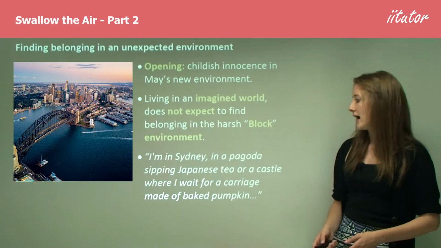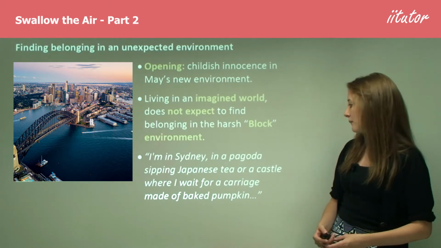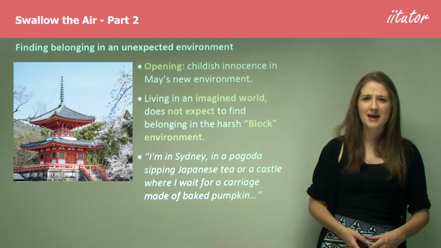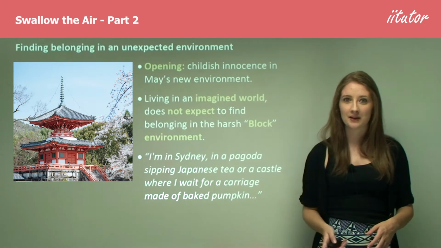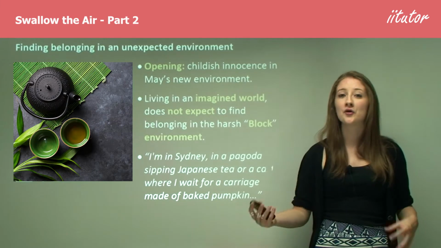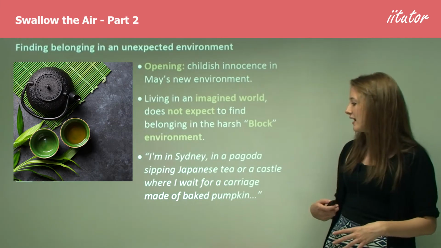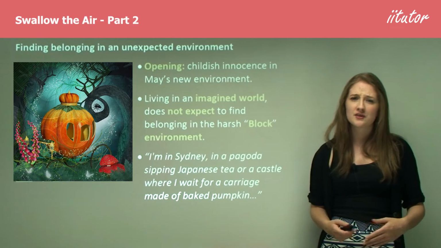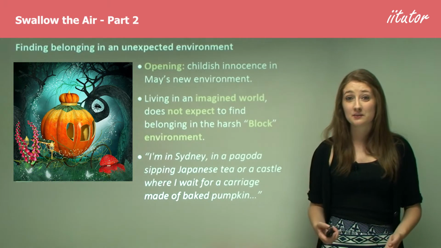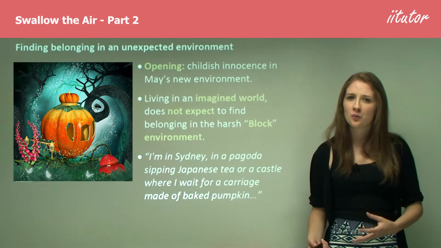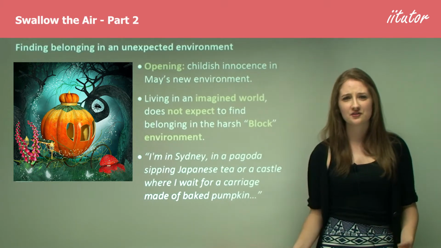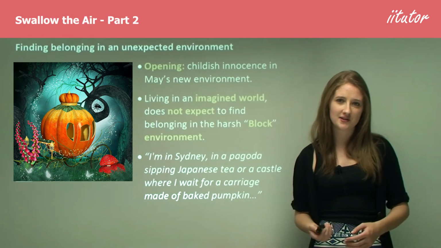This quote here, "I'm in Sydney, in a pagoda, sipping Japanese tea, or a castle where I wait for a carriage made of baked pumpkin." So here we have these references to things which seem a little bit fantastical. So the beautiful idea of Japanese tea with the pagoda and the cherry blossoms and all that sort of thing. And then also this fairy tale reference to the carriage with the baked pumpkin. So the sort of Cinderella story. So here we really get the impression that May doesn't belong to the real world at this point. She's belonging to this imagined world in her own mind, which she's using to escape the hardships and the confusion which she's seeing around her.